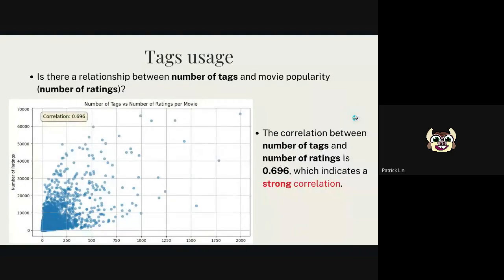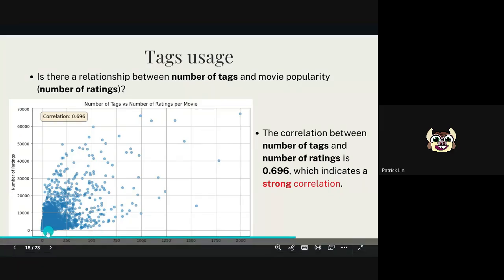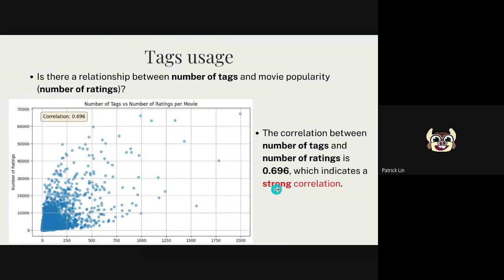Okay, the next one is the relationship between the number of tags and the number of ratings. This told us they have a strong relationship because the correlation is 0.69. It's quite high.